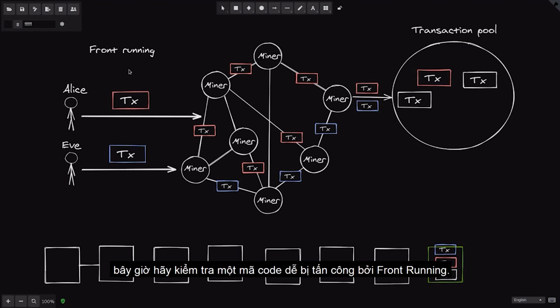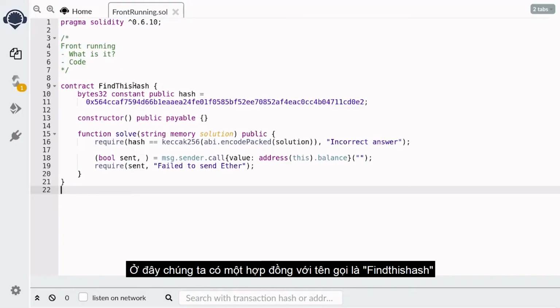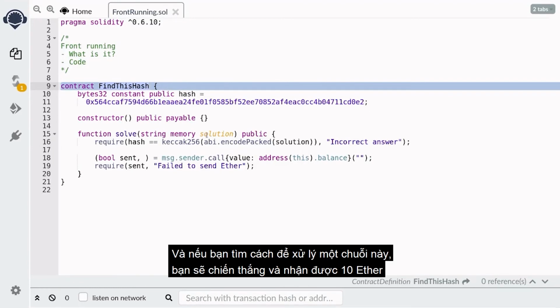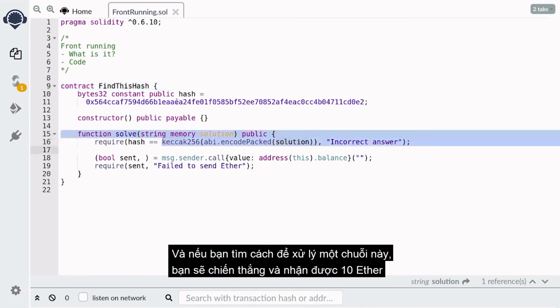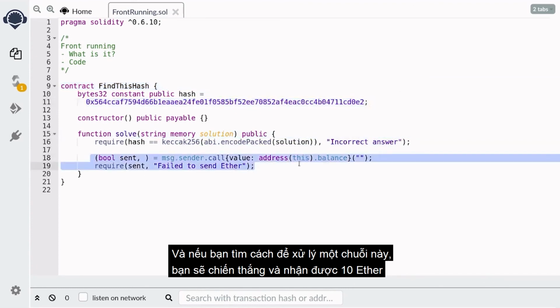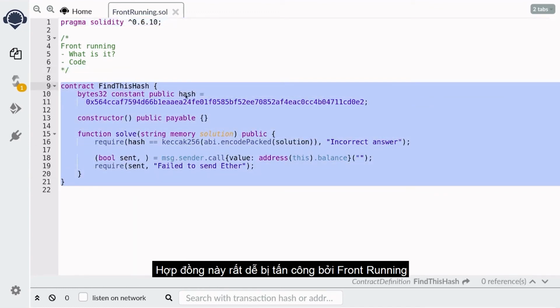Let's now examine a code that is vulnerable to front running. Over here, I have a contract called FindThisHash. And let's say that this contract stores 10 ethers. And if you can find a string that hashes to this hash, then you are a winner and you will be rewarded with 10 ethers. This contract is vulnerable to front running.